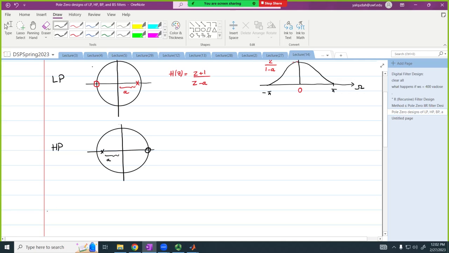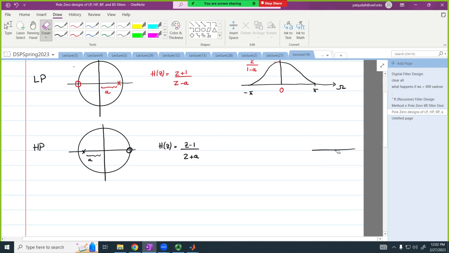So therefore, we're going to place a 0 here, and we're going to place a pole at this distance here. So this is A. So therefore, H of z is going to equal z minus 1 divided by z plus A. And therefore, the frequency response is going to look something like this.